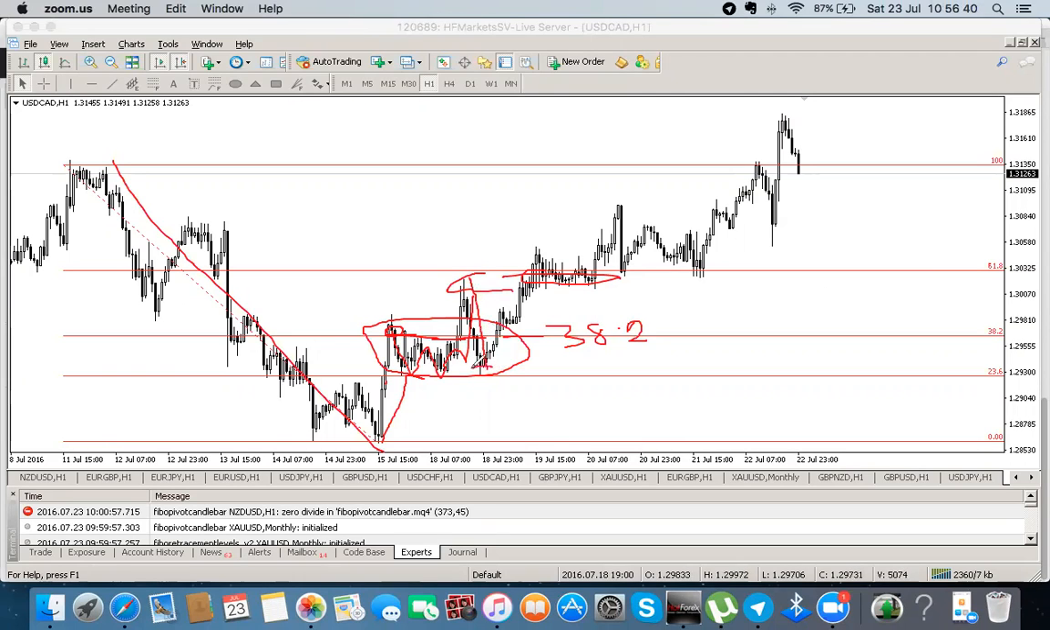But 23.6 was a major support, okay? The major support. The buyers are stronger than the sellers here. So the market continued their rally, okay? On the second testing of the 61.8, they also consolidated, okay?